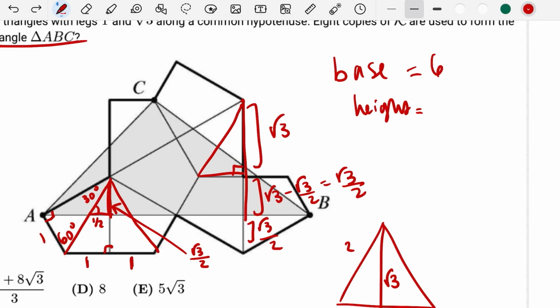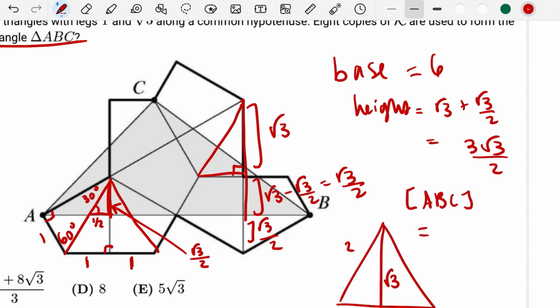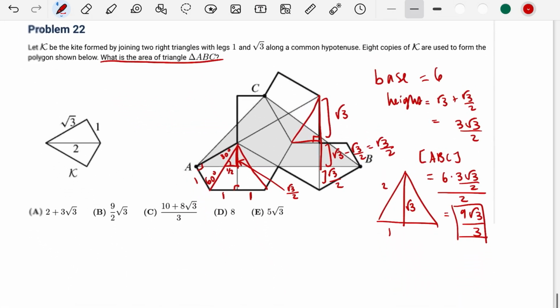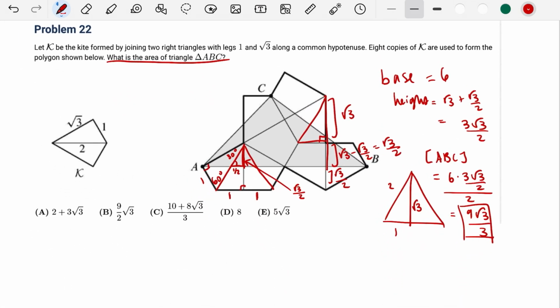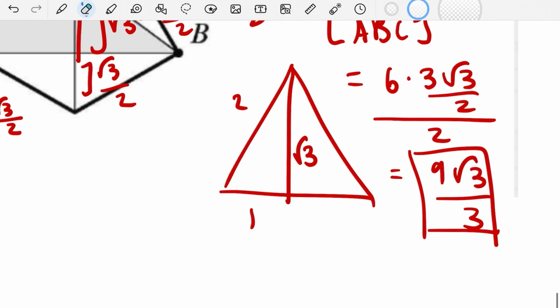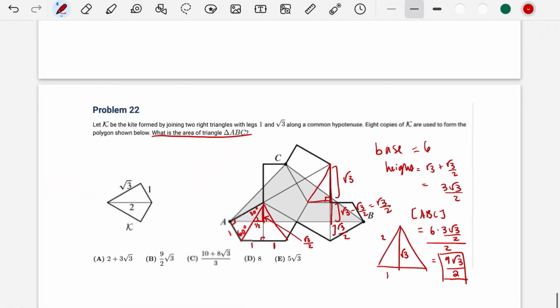But anyways, the height of triangle ABC is thus square root 3 plus square root 3 over 2, which equals 3 square root 3 over 2. So the area of ABC is base times height over 2, which is 6 times 3 square root 3 divided by 2, which equals 9 square root 3 over 2. So our final answer is 9 square root 3 over 2. So our final answer should be B.